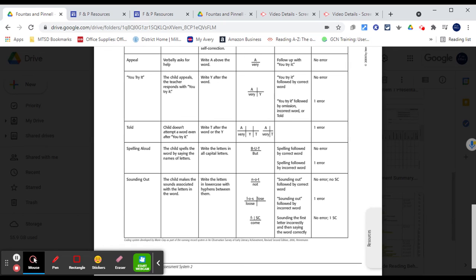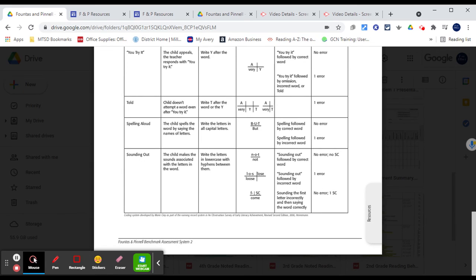I have had kids sounding it out. So you can just kind of look at that. Again, if they sound it out and the word is incorrect, it is an error. But if they do sound it out and it is correct, it is not an error.